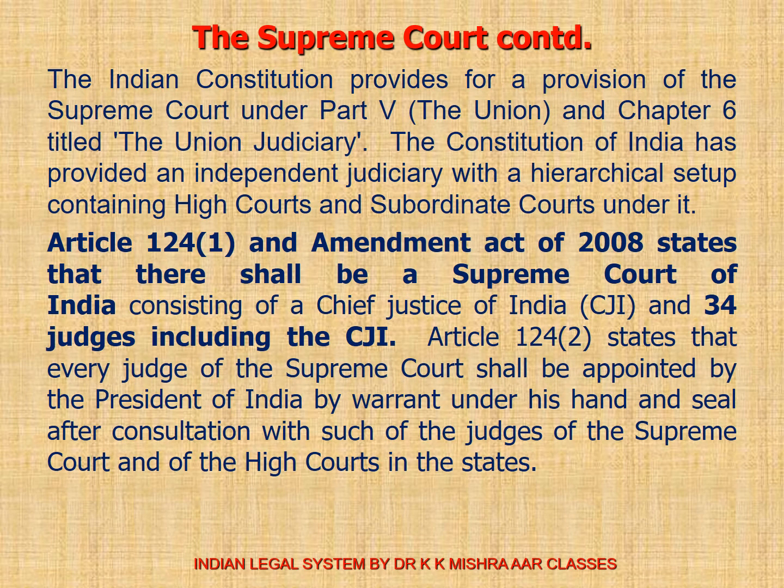The Indian Constitution provides for the Supreme Court under Part 5, the Union, and Chapter 6 titled the Union Judiciary. The Constitution of India has provided an independent judiciary with a hierarchical setup containing high courts and subordinate courts under it. As mentioned earlier, Article 124 Clause 1 and the Amendment Act of 2008 state that there shall be a Supreme Court of India consisting of a Chief Justice of India and 34 judges including the CJI.